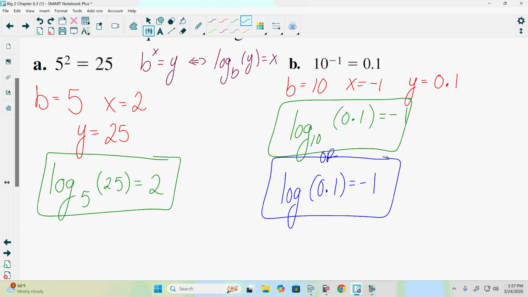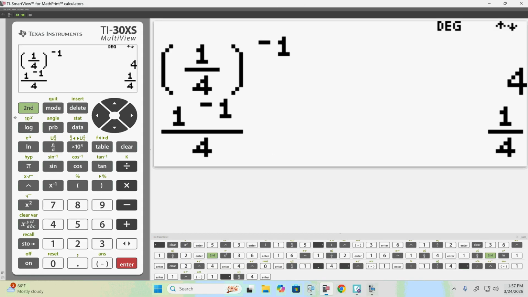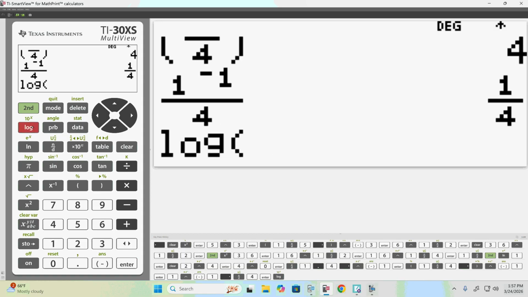Common logs, the base is understood to be 10. If the base of a logarithm is 10, we don't have to write it. But if you're not sure, go on and write it, because log base 10 of 0.1 and log of 0.1 are the exact same thing. And we will talk about that again later. If a log's base is not written, it's understood to be 10. So on the calculator, that LOG button has the base set as 10. So log of 0.1 is indeed -1.